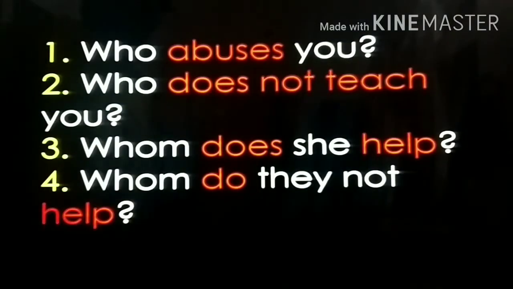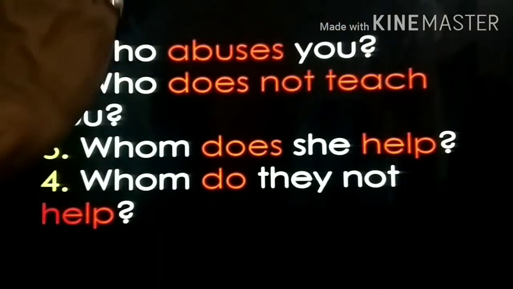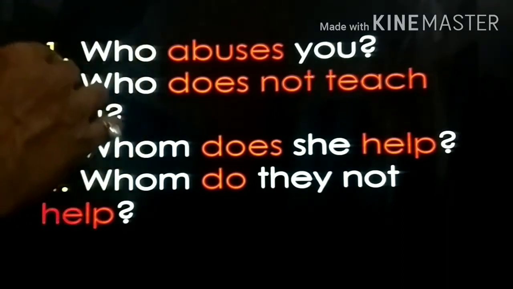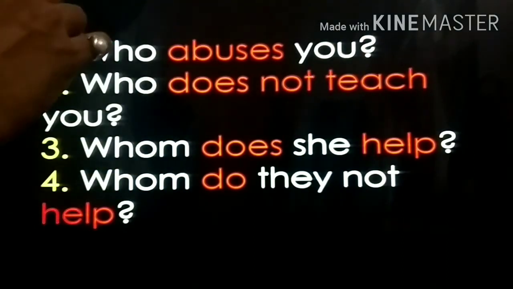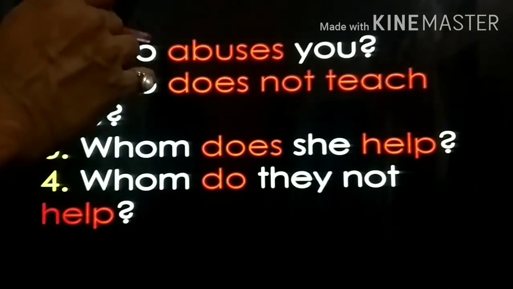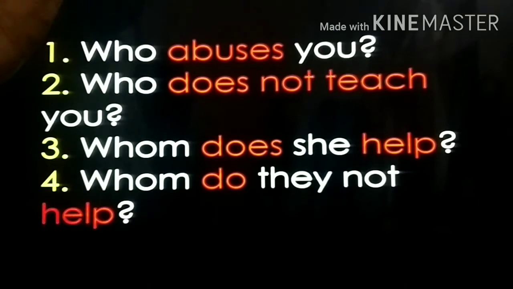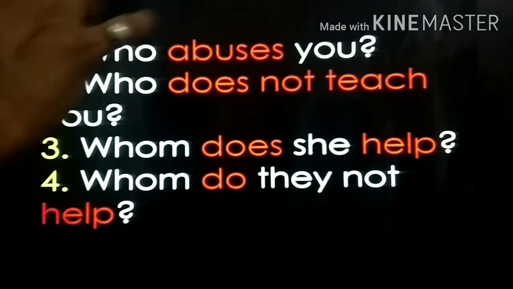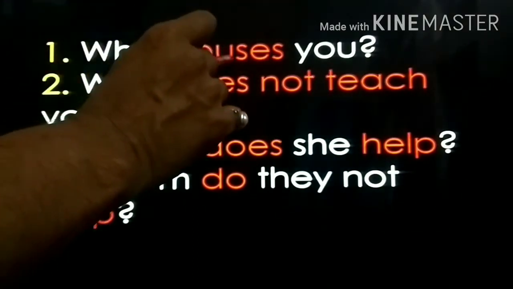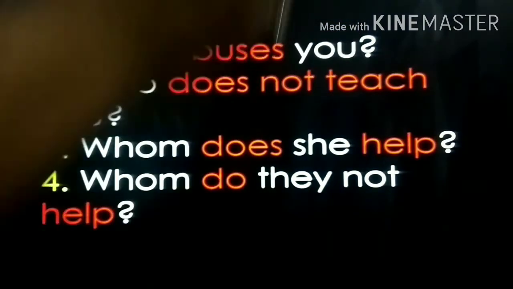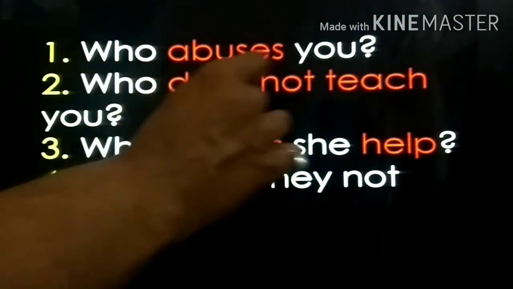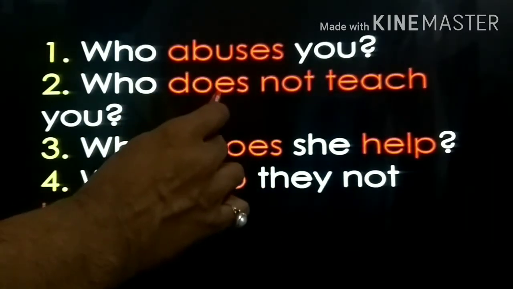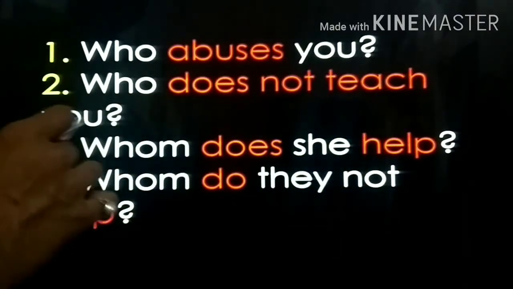Now some more interrogative words. Now look at this sentence. Who abuses you? In this sentence, who is also doing the work of the subject. This is a question word, but this is also working as the subject. So in this sentence, we are not using do or does. We will make this sentence according to the affirmative rule: subject plus first form S or ES, after this object. Who does not teach you? Subject, negative part, does, not, first form of the verb and object.